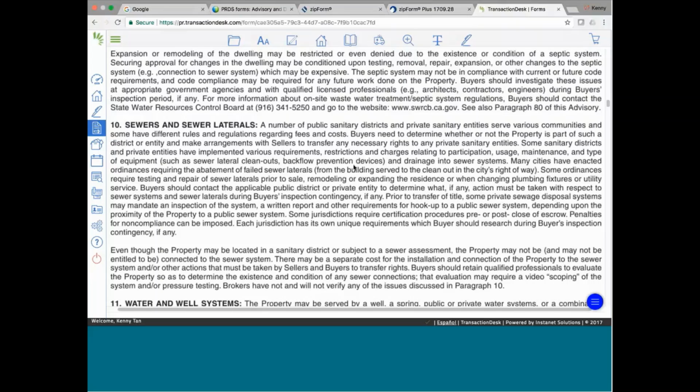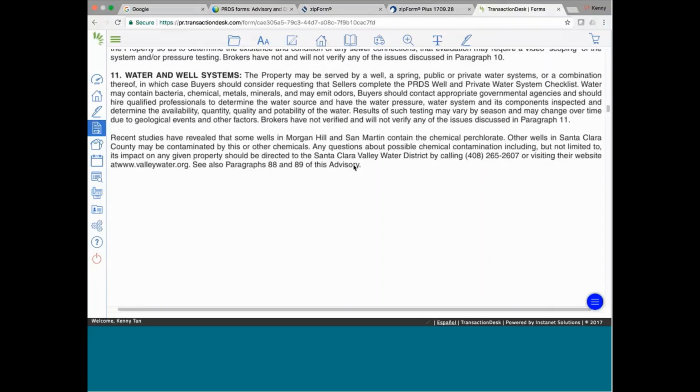Now, if you don't know what the sewer lateral is about, this law was passed probably around 2012. When I was doing my radio show in the Bay Area back in 2012, a new law was passed, the sewer lateral. It was passed to protect the bay, because if you don't have a sewer lateral, it will cause contamination in the Bay Area. So they're trying to protect the bay. That's why they require every property owner, before they can sell their property, to comply with the sewer lateral requirements. If you don't have one, you're going to have to install one. Water and well systems, I'm going to skip that.